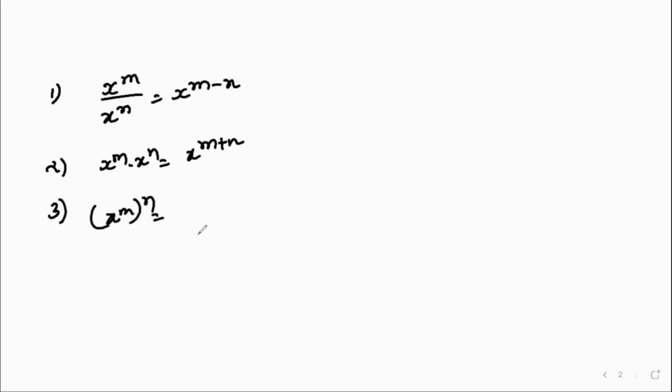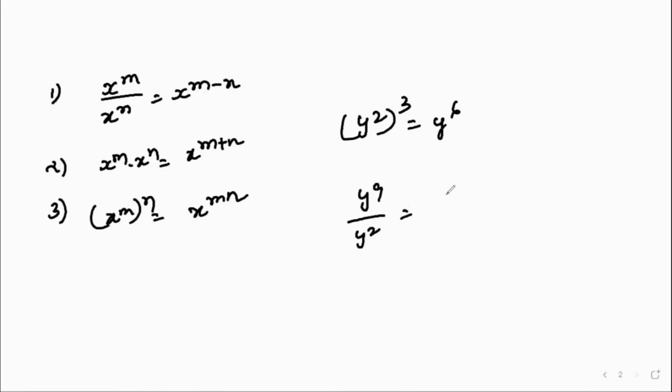Now x power m, whole power n, is x to the power of mn. Now tell me, y to the power of 2, whole to the power of 3, is? Y to the power of 6. Suppose you have y power 9 by y power 2, that means 9 minus 2. Very good. Y to the power of 7.